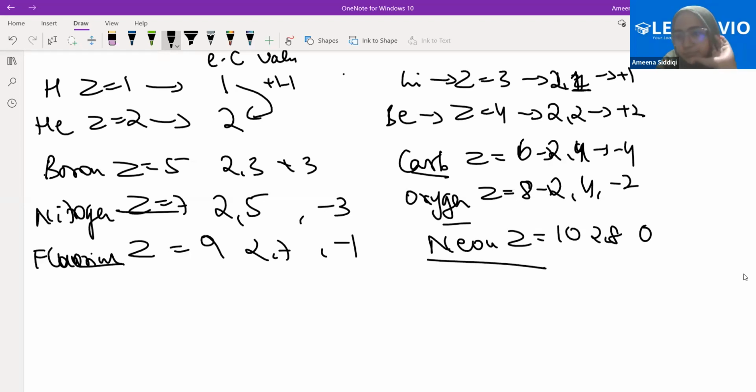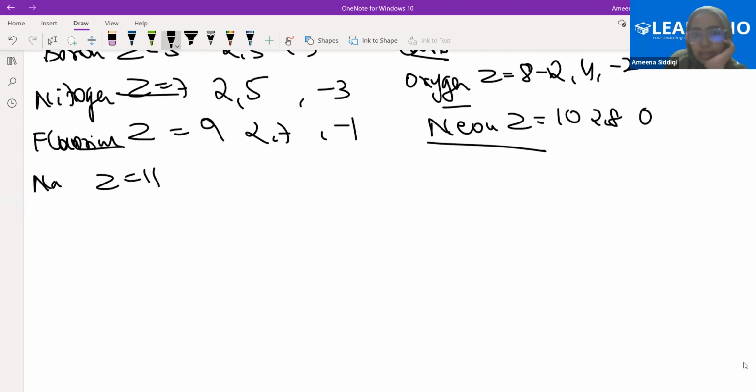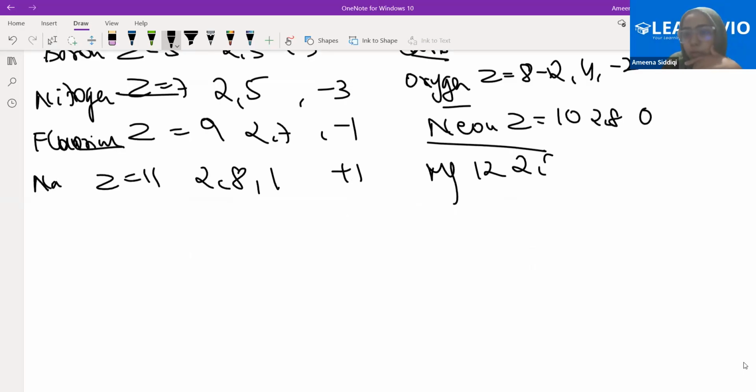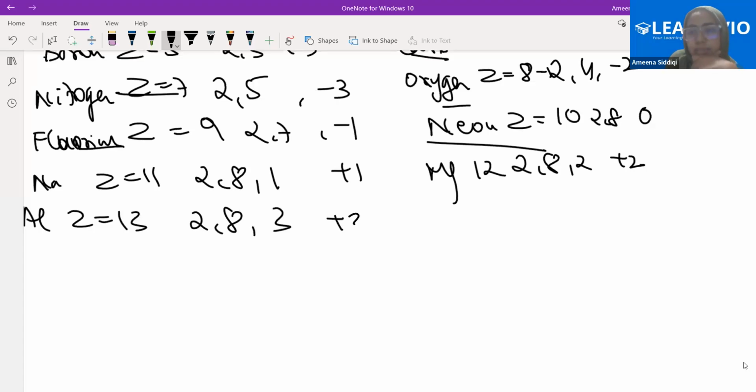Do you get that? Fine, very good. Now, the 11th one is sodium. Z is equal to 11. 2, 8, 1. It will lose one electron to attain that of neon. Magnesium, 12. 2, 8, 2, plus 2. Then we have aluminium. Z is equal to 13. 2, 8, 3, plus 3.